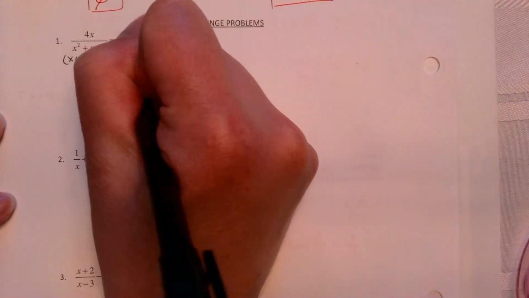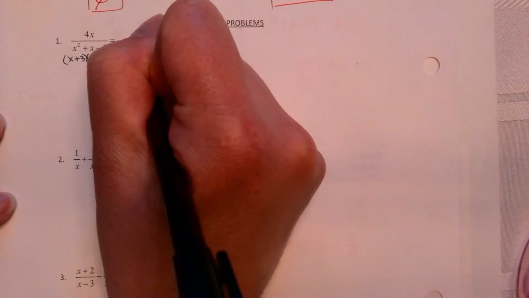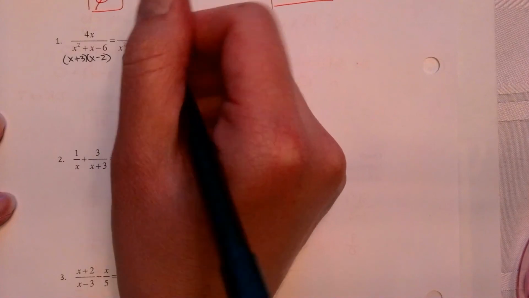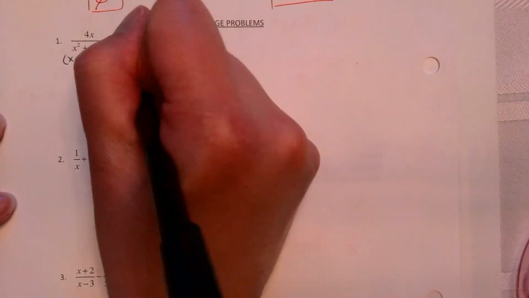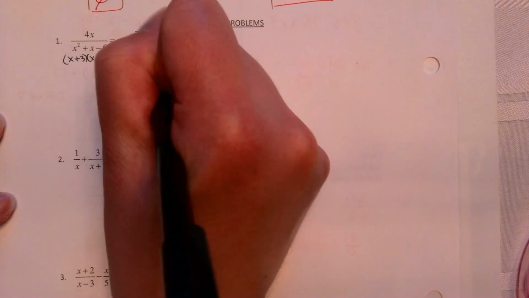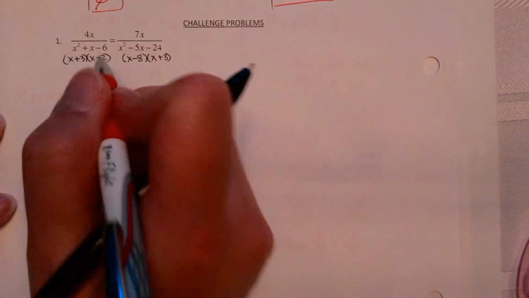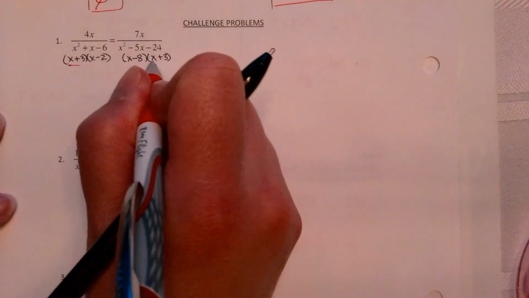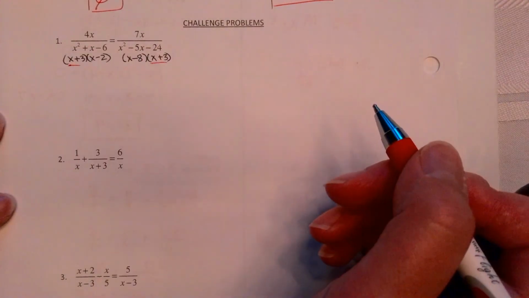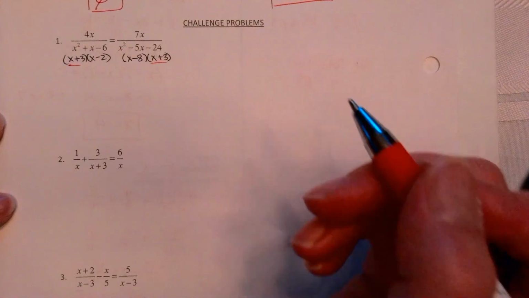I'm going to go with x plus 3, x minus 2. And this factors as x minus 8, x plus 3. Okay, that's really good because what do you see? They both have x plus 3. Fabulous.